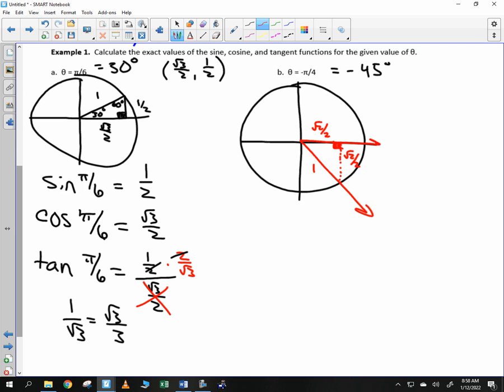And we could just identify the coordinate then. We have root of 2 over 2, and we have root of 2 over 2. True or false? They're both positive. Which one's negative? The y value. Good. You're in the fourth quadrant, so the y value would be negative.